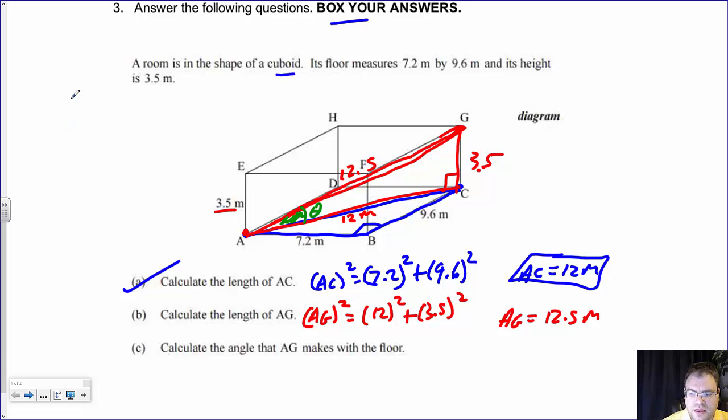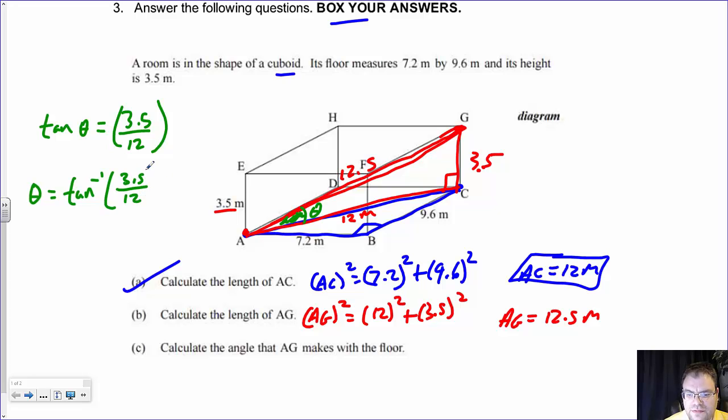I could say that the tangent of theta, this angle, is the opposite over the adjacent side. So the opposite side of the angle is 3.5, and the adjacent side is this 12 that we found from the first question. So to find the actual angle theta, I'm going to say theta is equal to the tangent inverse of this ratio, 3.5 over 12.